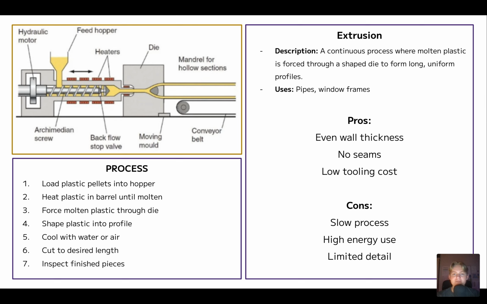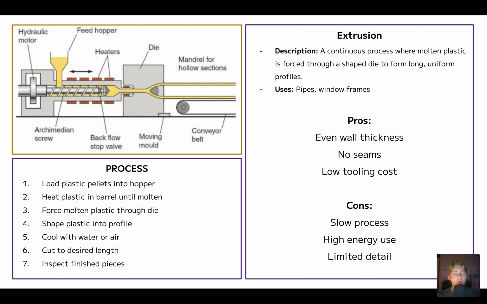Next, extrusion. So extrusion can best be described as a continuous process where molten plastic is forced through a shaped die to form a long, uniform profile. So examples of products we create using this would be like pipes, for example PVC piping, or window frames, anything with a horizontally continuous profile. So the pros of it is that we can create something with an even wall thickness and no seams, and it's quite a low tooling cost as well because we only actually have to create the die shape. We don't have to create an entire mold.